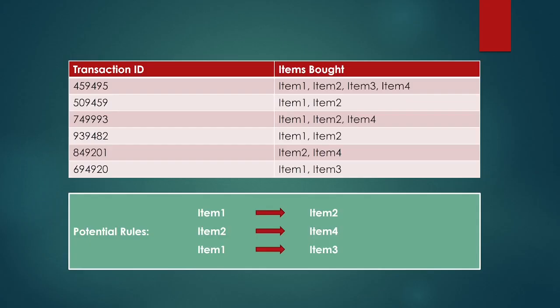Let's assume there are a few transactions. In the first transaction, four items were bought: item 1, item 2, item 3, item 4. Similarly, in the second transaction, two items were bought. In the third transaction, three items were bought, and so on. Based on this table, manually we can deduce some rules: people who usually buy item 1 are also buying item 2, and people who buy item 2 are also buying item 4. This is the gist of the a priori algorithm.